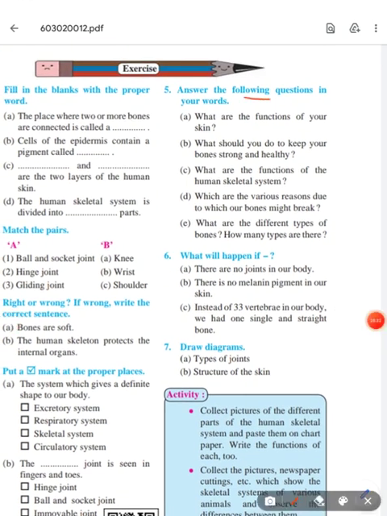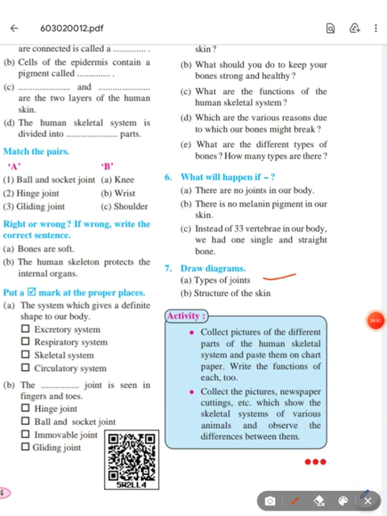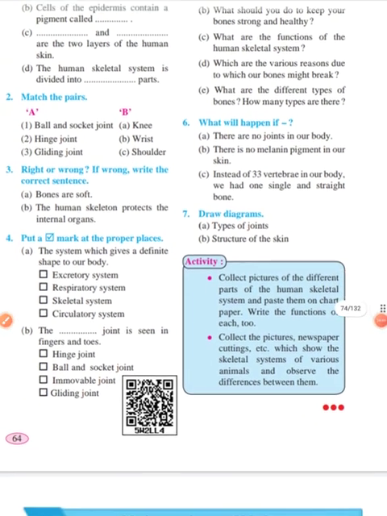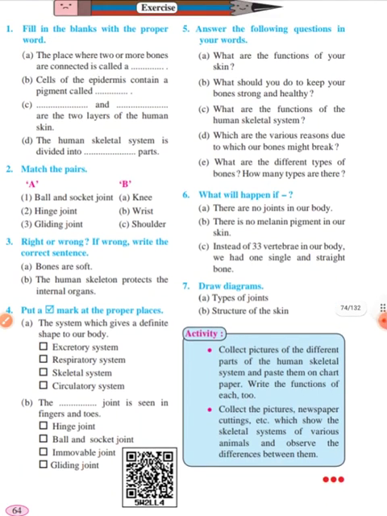And these are the big questions. You have to write them in your own notebooks. There are 5 questions. You have to read, find the answers and write them in your own words. Draw the diagrams also, types of joints and structure of the joint. Got it? We have to finish this chapter in 29 minutes.